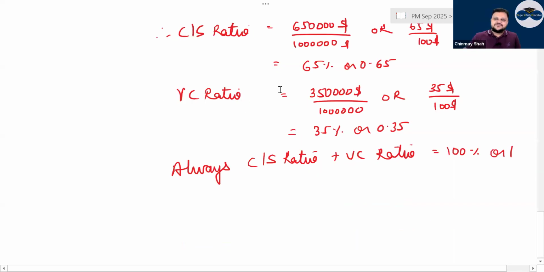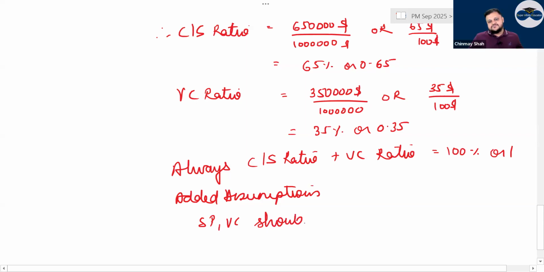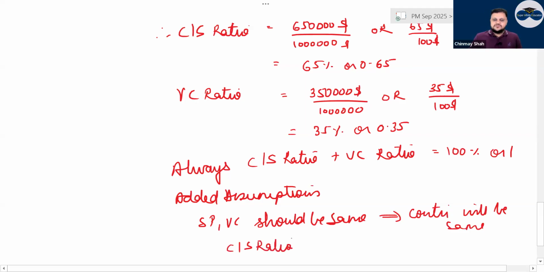So added assumptions, correct? Selling price and variable cost should be the same, right? That only means contribution will also be the same. If that is same, then the C by S ratio will also be the same, and the variable cost ratio will also be the same. बराबर है क्या रे?